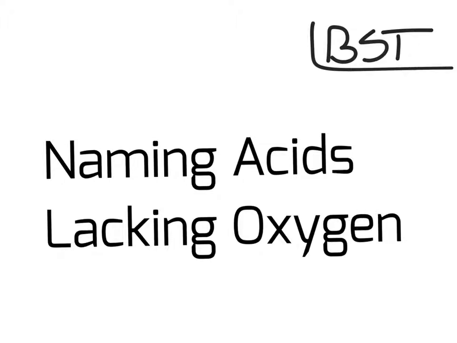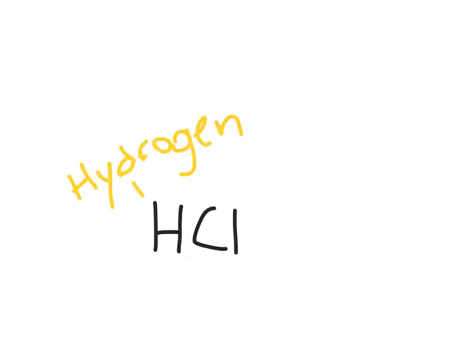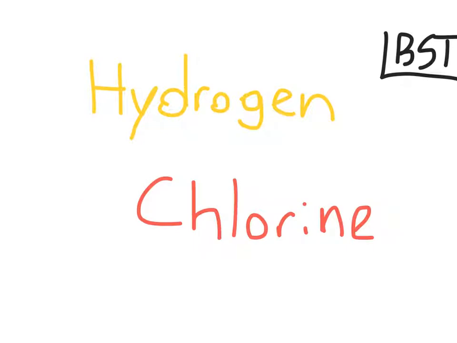In this video, we're going to be talking about how to name acids that lack oxygen. So the first thing that we want to do when we have an acid is identify the second element. We always know that the first element of an acid will be hydrogen. So this element is chlorine. Now that we've identified both of the elements, we'll be able to name the acid.